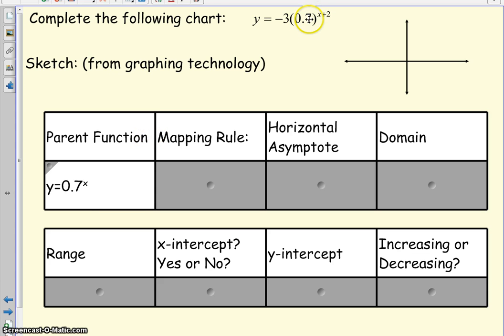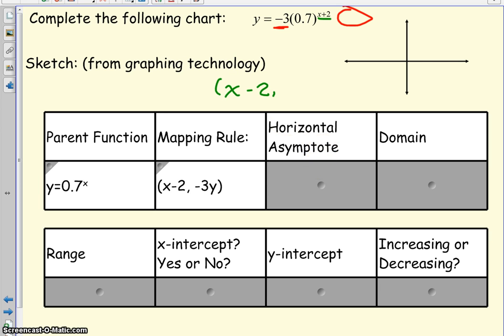So your mapping rule then, so again, first look at what's happening to the exponent, that's your x. It's x plus 2, which means it's shifted left 2 units, which means it's going to be x minus 2 in the mapping rule. Okay, as for the y value, well, there's no vertical shift here, otherwise you'd see something out here. So all we have right now is this negative 3 that's multiplied by the y value that gives you a vertical stretch and a reflection. So our mapping rule is going to be x minus 2 and then negative 3y.